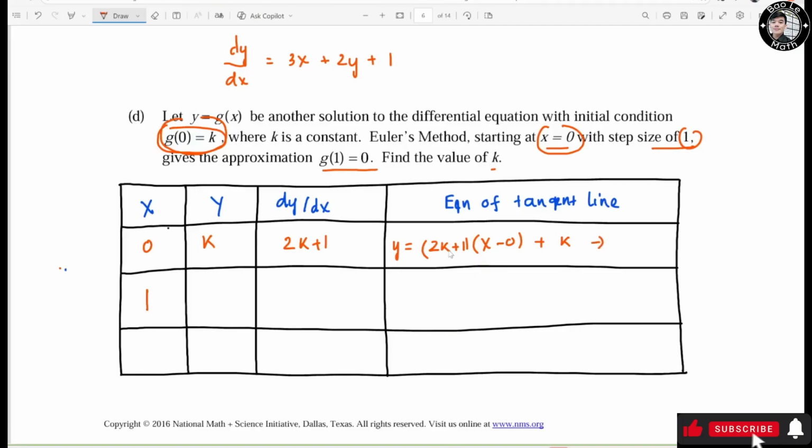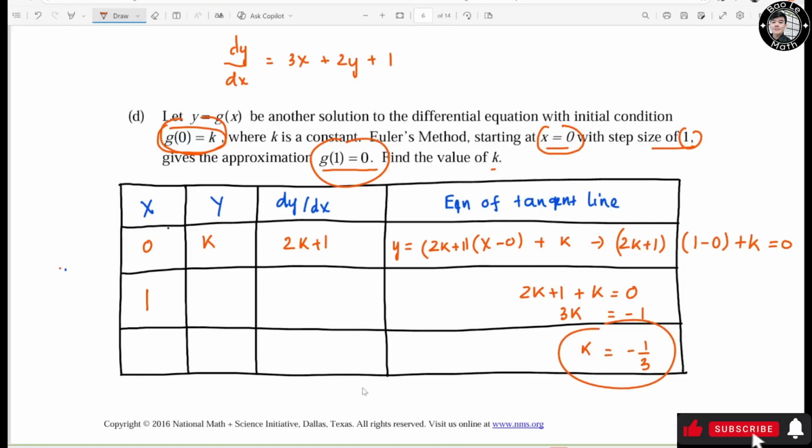So we have 2k plus 1 times 1 minus 0 plus k. And this guy is actually 0 right here, right? So we just solve the equation, right? So we have 2k plus 1 plus k equals 0, right? So we have 2k plus k, which is 3k, equals negative 1, right? So k equals negative 1 over 3. This one is the final answer.